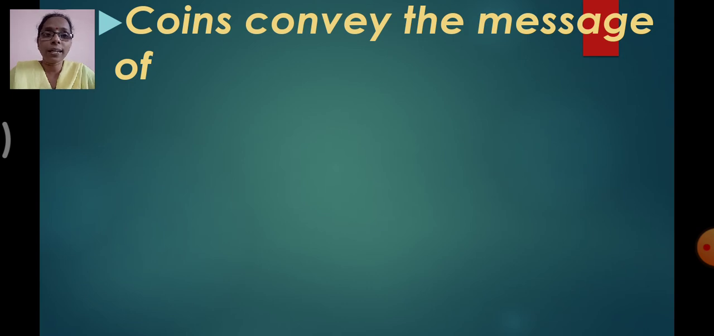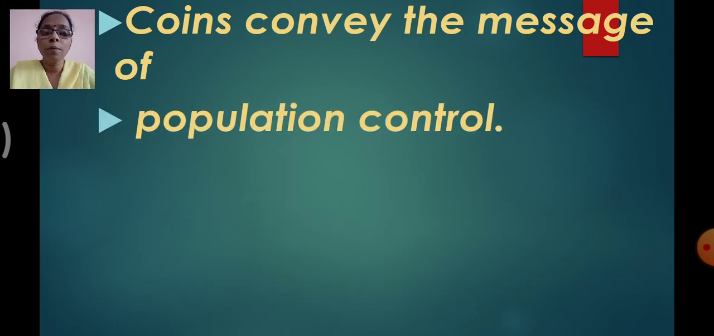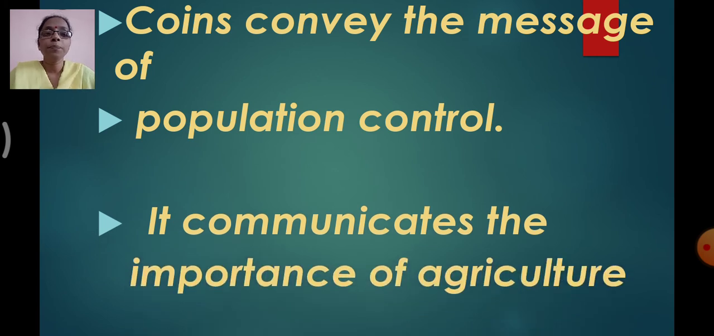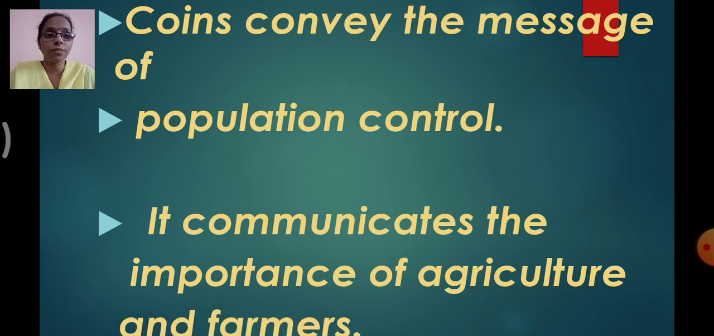Then the coins convey the message of population control. Then they communicate the importance of agriculture. Yes, they make you aware about population control, and also communicate the importance of agriculture. So more importance is given to the farming section, right?